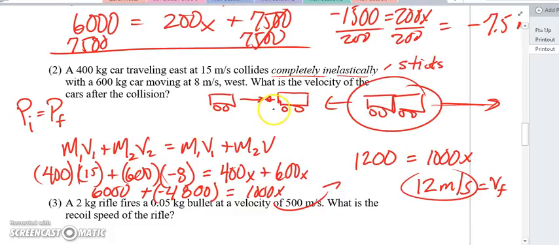Now, if this were a much smaller object, maybe you're going slower, then you could end up in a situation where it was going in the opposite direction.